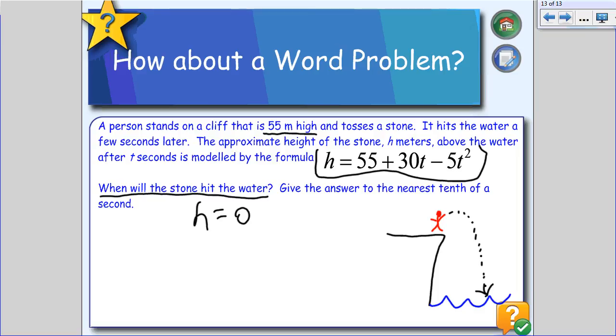Okay, quadratic in general form? Yeah, they don't have to give you quadratics in general form, though. They could have said, how long does it take for the height to reach 10 meters? And then your height would have been 10. The trick is you bring it back and you're good. But that's the thing, they could give you an h that's not zero.